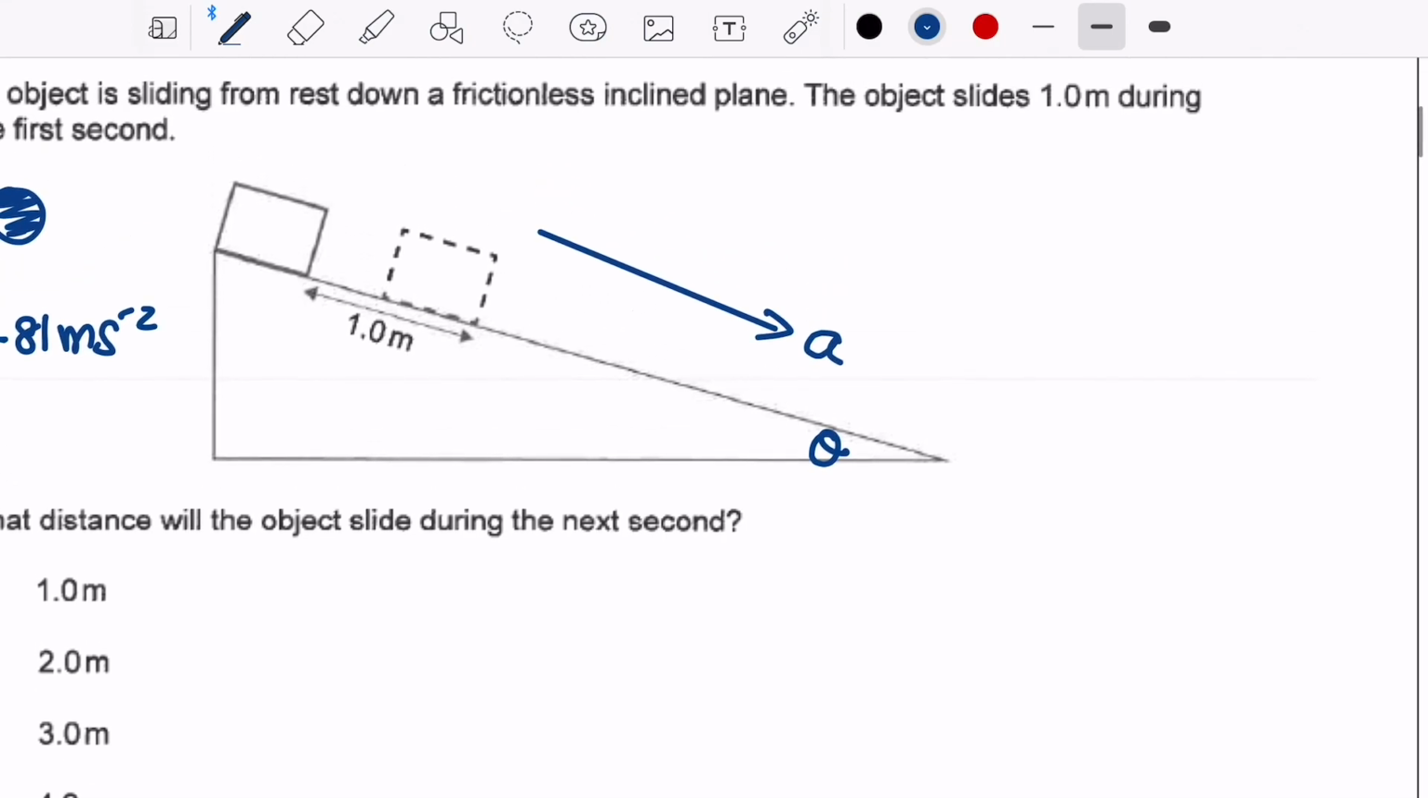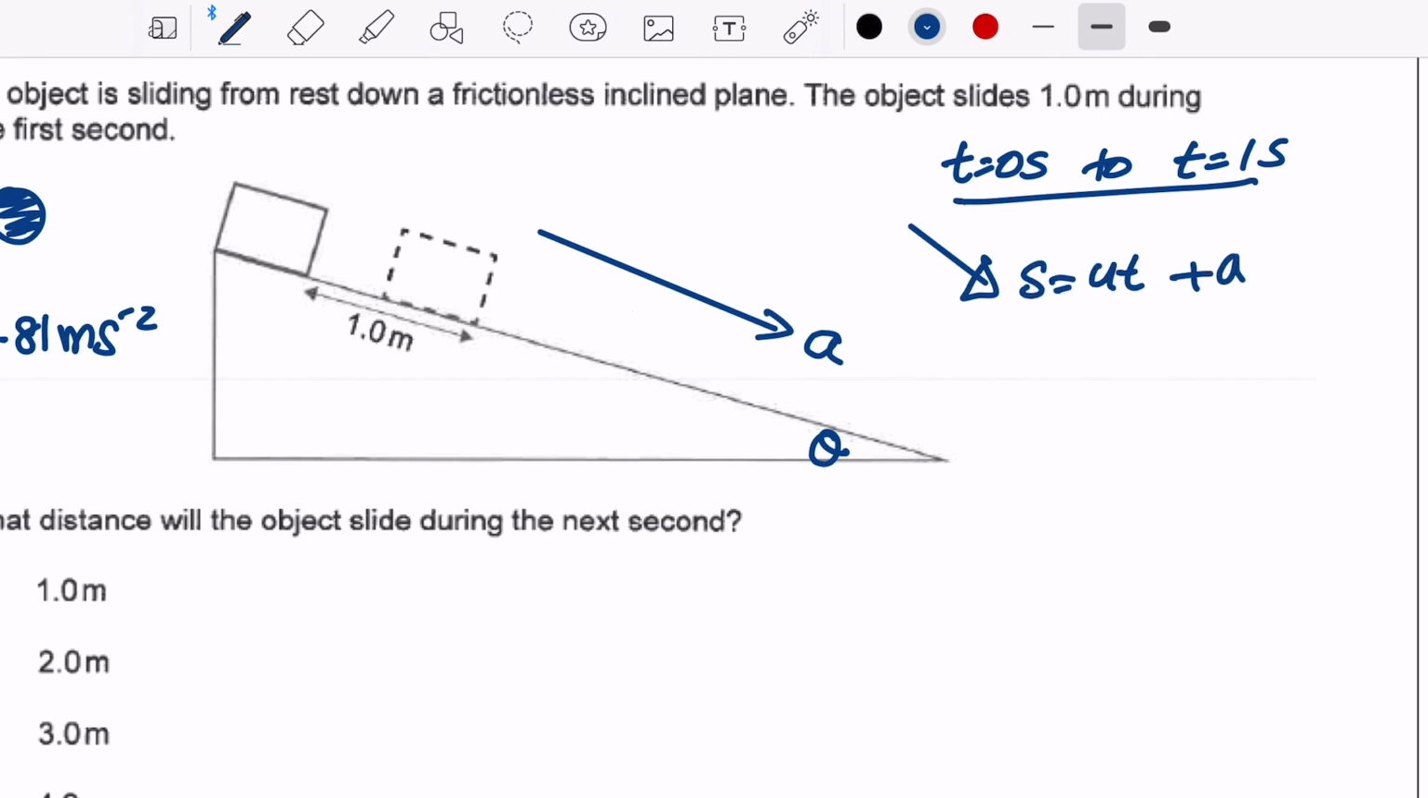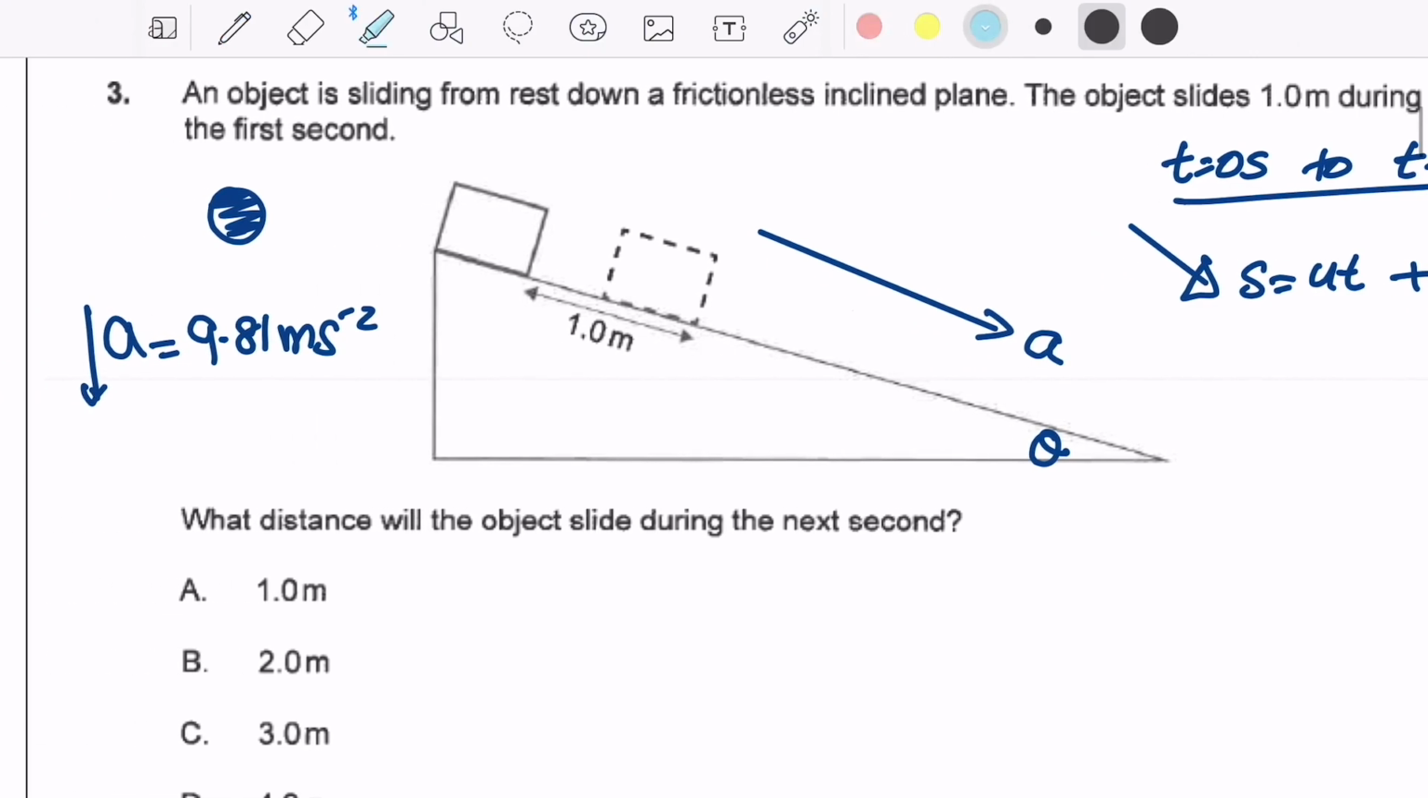What I do is I write time equals 0 seconds to time equals 1 second. I write this direction along the inclined plane. s equals ut plus at squared over 2. I'm just trying to find the distance it travels in the first second. Hold on, that's the point.